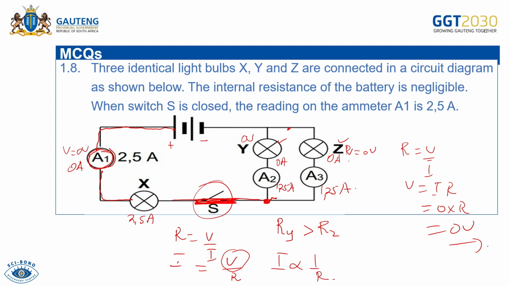To R. Which means that the resistor with high resistance will have what? Low current that will pass through it. A resistor with what? With low resistance will have what? A greater current that will pass through it. Right? But in this case, the resistors or the bulbs are what? Identical. So which means that the current will be divided equally.